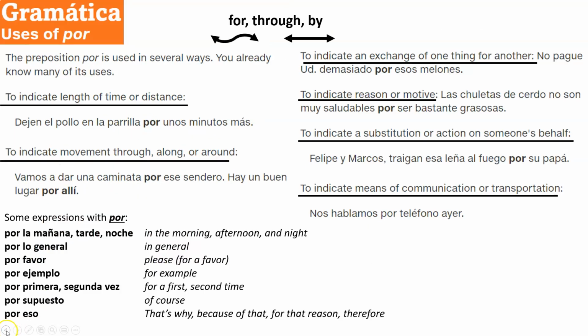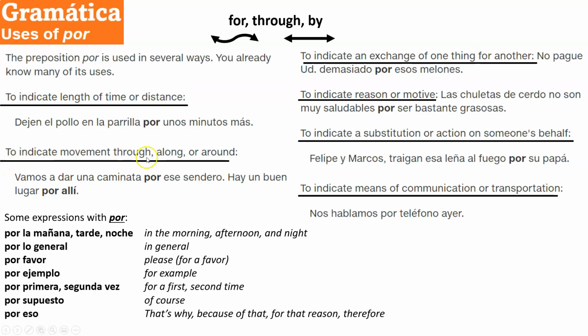All right, well, let me go back. To indicate length of time or distance, dejen el pollo en la parrilla por unos minutos más. Leave the chicken on the grill for some more minutes. So for here, to indicate like for 10 minutes, for 2 miles.